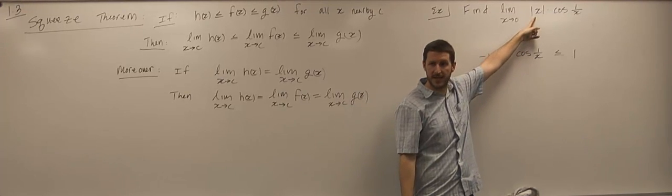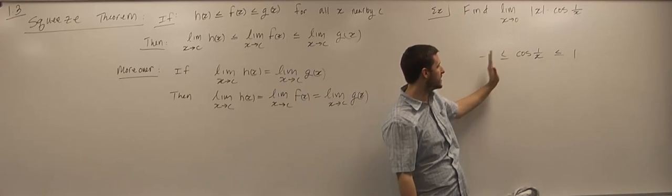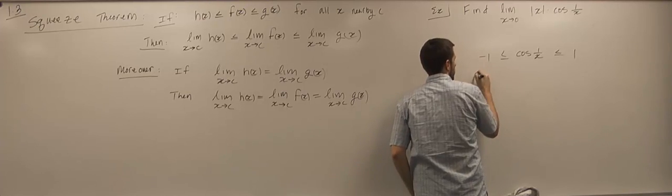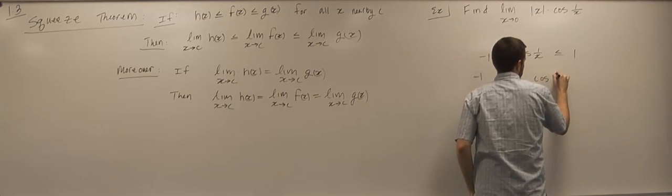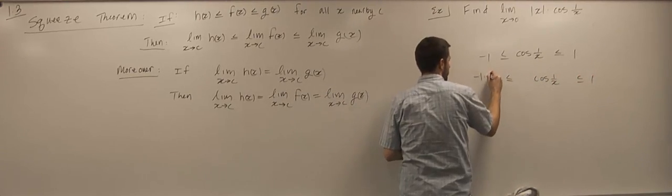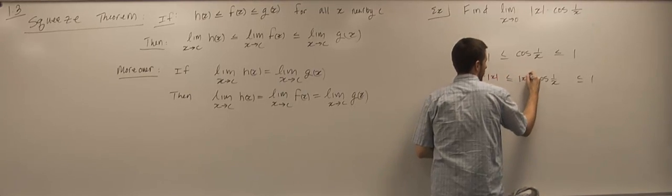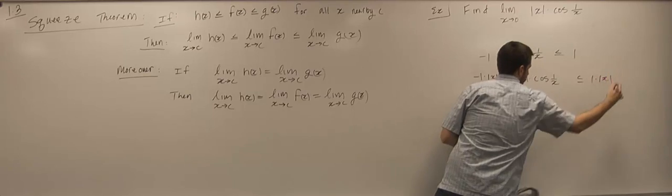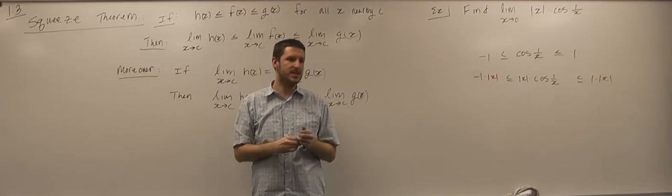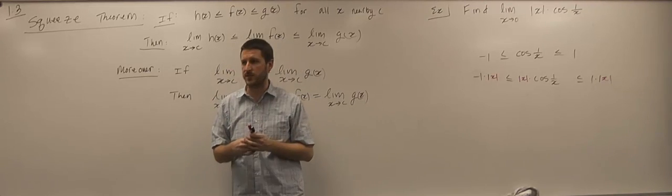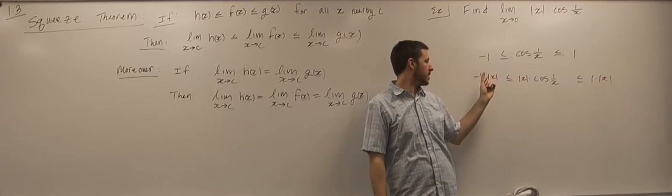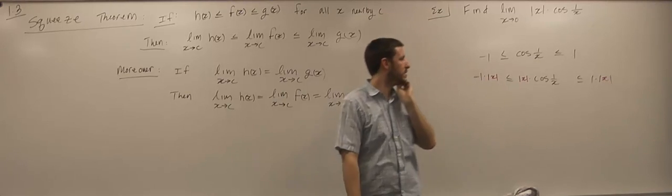But I don't actually care about this function. I care about absolute value of x times this function. So I'm going to take this inequality and multiply everything by absolute value of x. Does that change my inequality? No. I actually purposely picked absolute value of x to make this a little simpler, because if you multiply by a positive, it's never going to change your inequality. And I know absolute value of x is always positive.